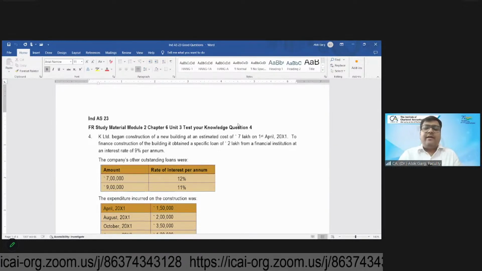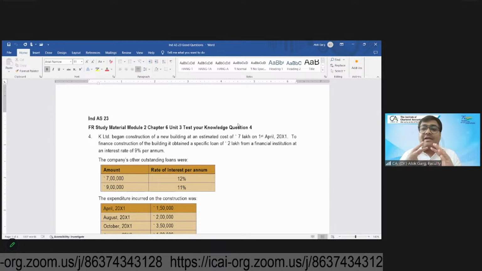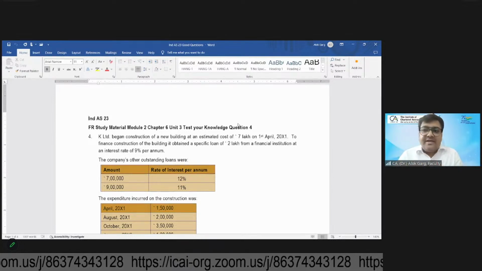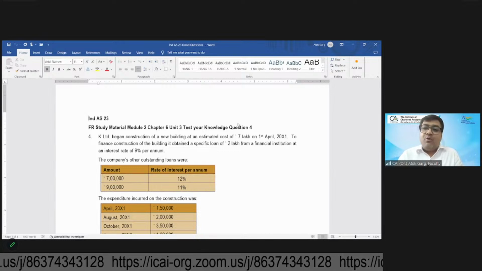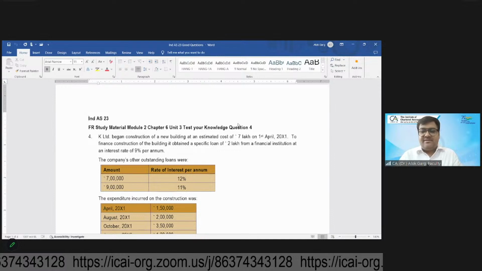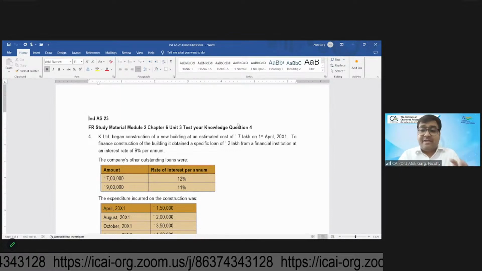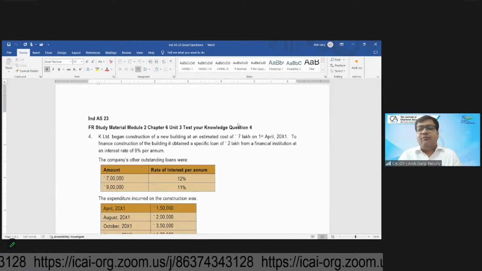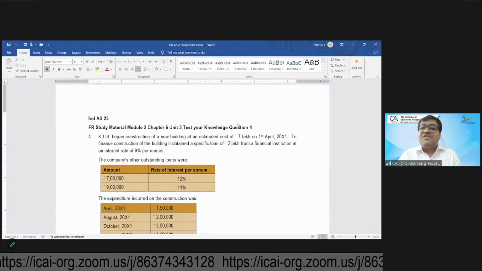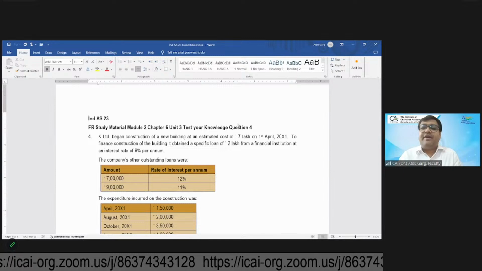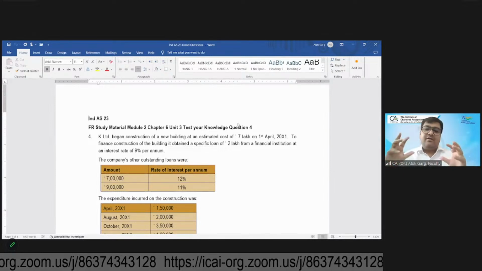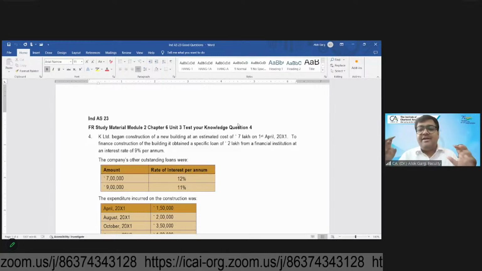So that is why, if you are capitalizing borrowing cost, there has to be some principle. Correct? And the standard says that borrowing cost will be capitalized to a qualifying asset, right? Borrowing cost will be capitalized to a qualifying asset. And what is a qualifying asset? A qualifying asset is an asset which takes a substantial period of time for getting ready for intended use or sale. For getting ready for intended use or sale.